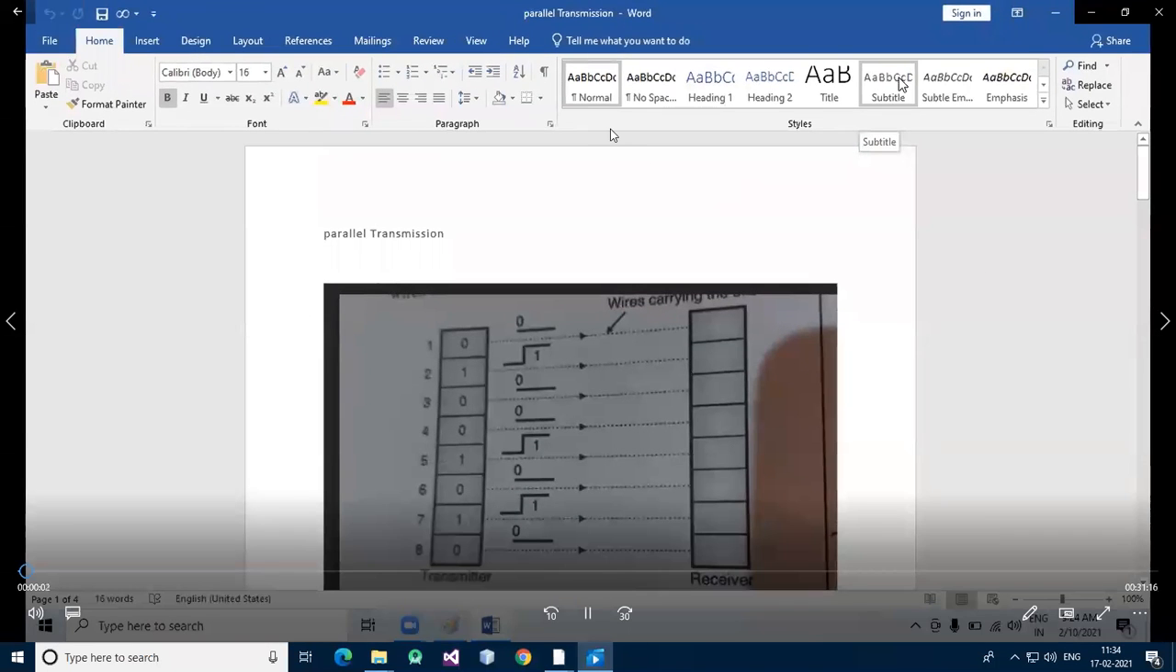आज के टॉपिक में हम लोग देखने वाले हैं पैरेलल ट्रांसमिशन. So this is a diagram of your parallel transmission.